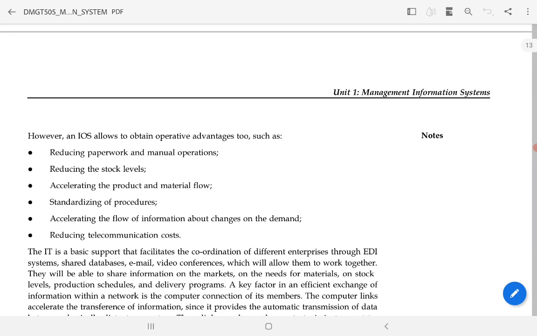Why is MIS or IT required in an organization? For reducing paperwork and manual operations, reducing stock levels and accelerating product and material flow, standardizing procedures, accelerating the flow of information about changes in demand, reducing telecommunication costs, etc.